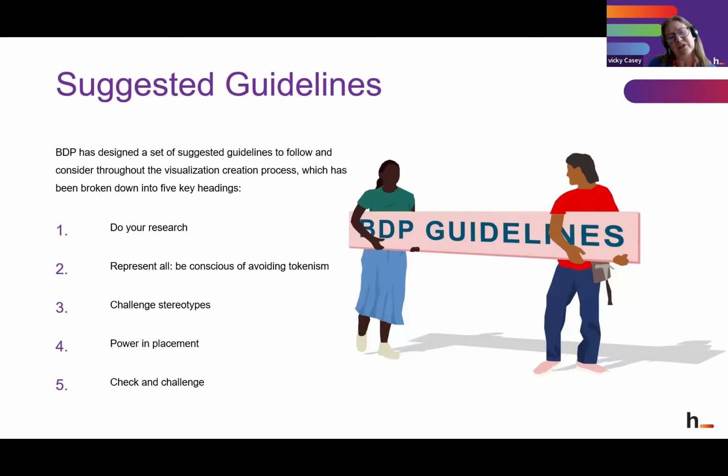So we managed to break that down into 5 key steps, which are to do your research, to represent all and be conscious of avoiding tokenism, to challenge stereotypes, to realize that there's power in placement. Just because you're showing a full range of diverse people doesn't necessarily mean that those people have the power in your image, so be mindful of that. And then to check and challenge as a review after you've gone through that process, to go back over and reflect on the whole composition. So we can go through those one by one now.